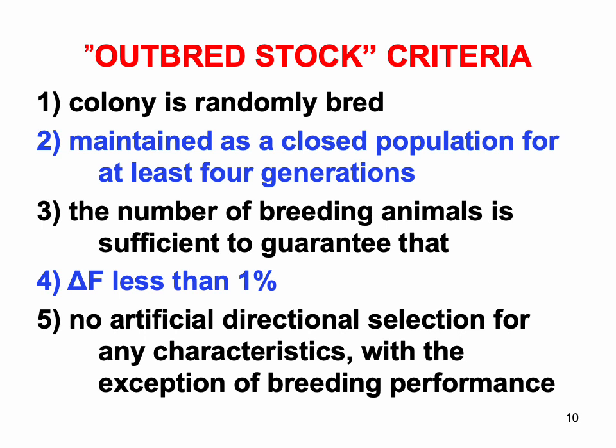Outbred stock criteria. What are the criteria of outbred stock in laboratory animal science? The colony is randomly bred, maintained as a closed population for at least 4 generations. The number of breeding animals is sufficient to guarantee, and this is the most important, that the delta F, the increase of the inbreeding coefficient, is less than 1% from generation to generation. And finally, no artificial directional selection for any characteristics, with the exception of breeding performance, fertility.